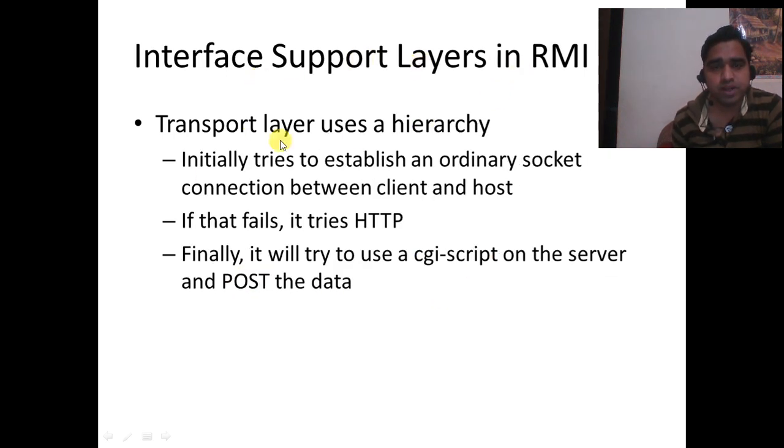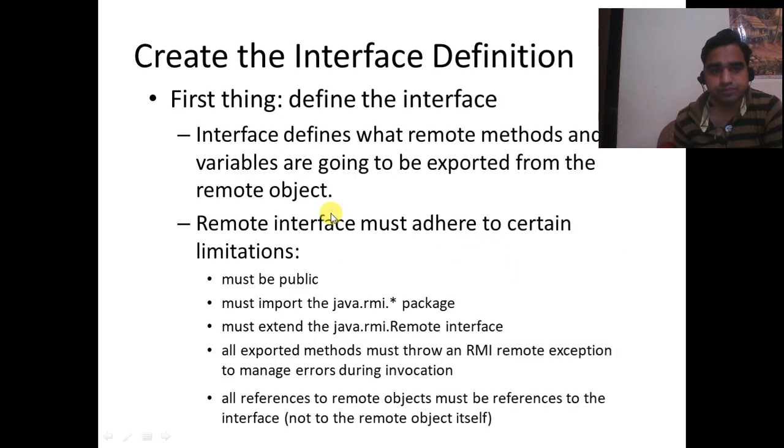Now interface support layer in RMI, we have a transport layer used as a hierarchy. Now what the transport layer will do, first of all, its intention is to make a connection between client and the server through the local sockets, ordinary sockets. Now if the connection is not established through the ordinary socket, it moves on to HTTP, it means hypertext transfer protocol. At HTTP it will try to use a CGI script on the server and post the data. Generally post method data will be used from client to the server for transmission of data.